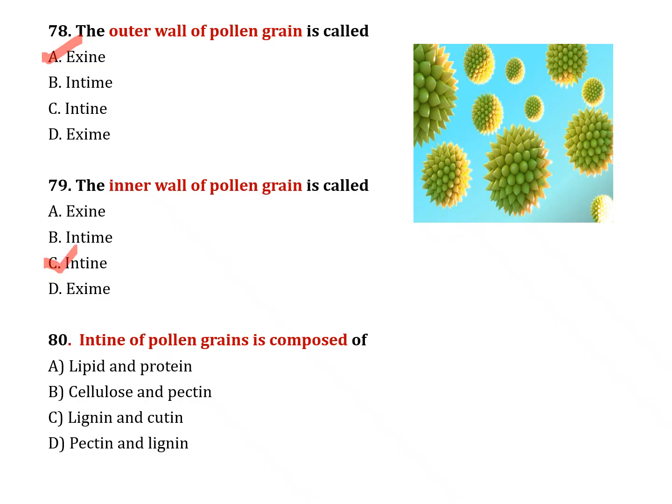The next question, number 80. The intine of the pollen grain is composed of: option A, lipid and protein; option B, cellulose and pectin; option C, lignin and cutin; option D, pectin and lignin. The correct answer is option B, cellulose and pectin.